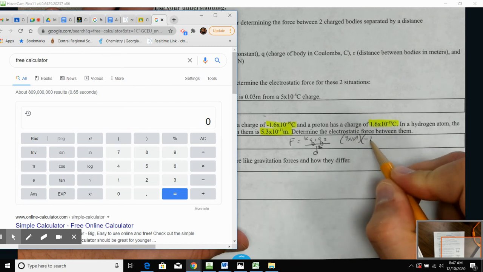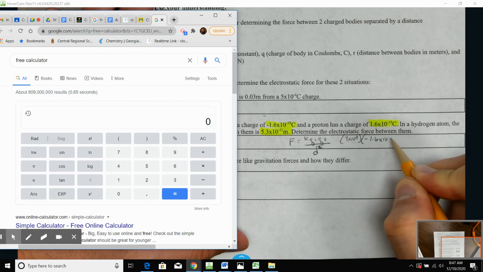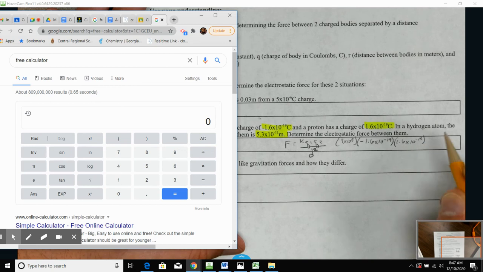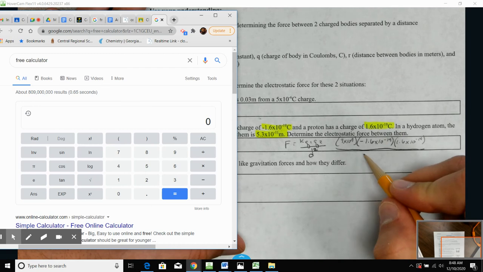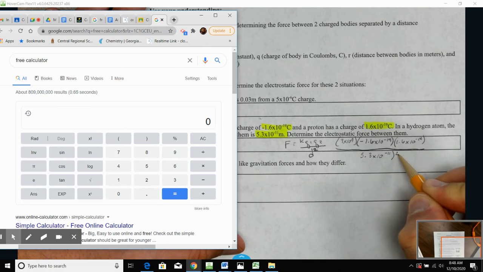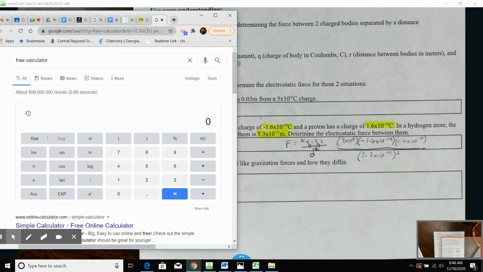We have our two values here, this negative 1.6 times 10 to the negative 19th and a positive 1.6 times 10 to the negative 19th. And all of that is going to be divided by D squared, which is this 5.3 times 10 to the negative 11th squared. So we're going to type this into our free calculator. Do the top line first.